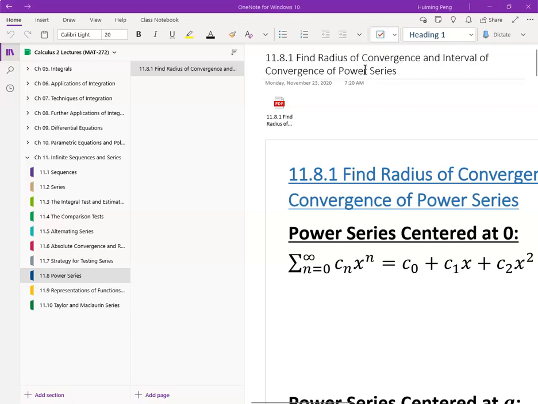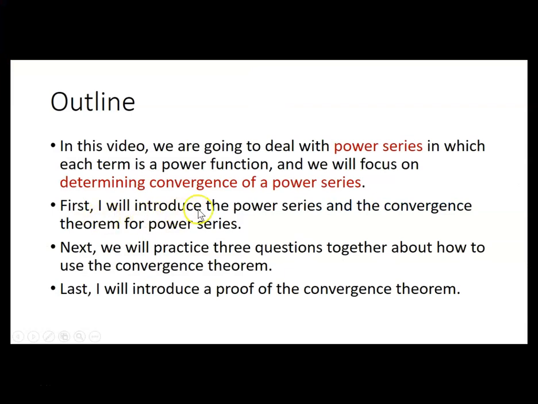Let's see the outline. First, I will introduce the power series and the convergence theorem for power series. Next, we will practice 3 questions together about how to use the convergence theorem. Last, I will introduce a proof for the convergence theorem.